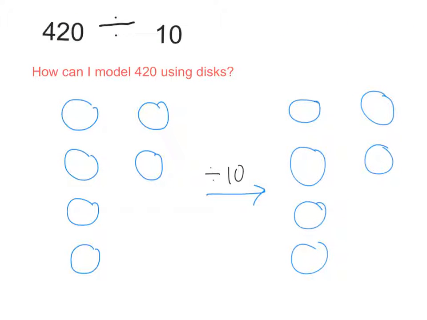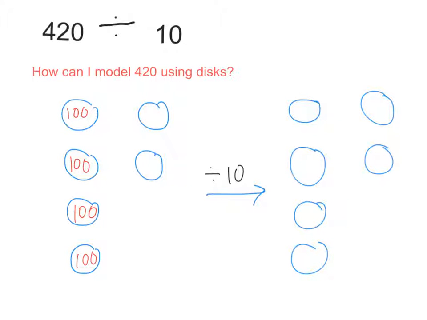Here we have 420 divided by 10. Now I know we know how to do this in our heads, yes? But today we're going to practice how we can use discs to model it, okay? So I can model the number 420 using discs. How many hundreds do I have? If I put 100 in that disc, how many of those 100 discs do I need? 4, because I have 400. Okay, so go ahead and write this in your notebook too.